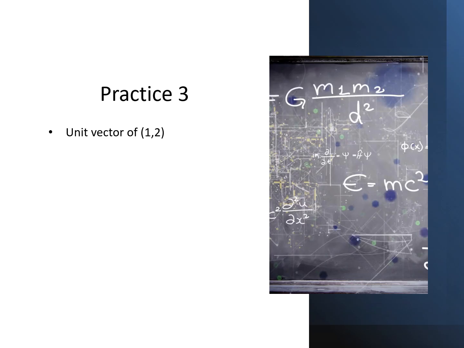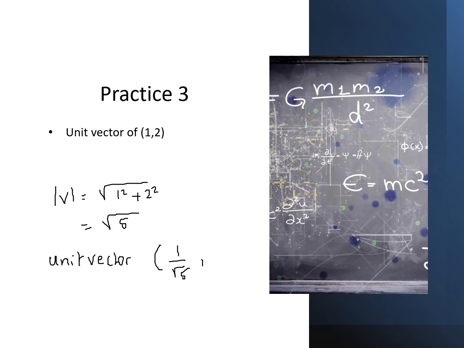Practice 3. We are asked here to find the unit vector of components 1 and 2. So the magnitude of V here is going to be the root of 1 squared plus 2 squared, which is the square root of 1 plus 4, which is square root 5. In this case, the unit vector is 1 over root 5 and 2 over root 5.